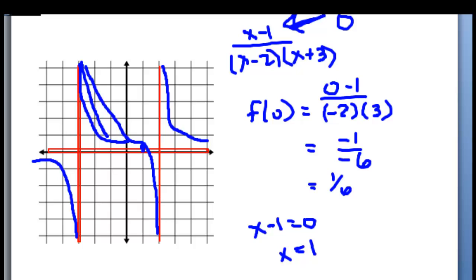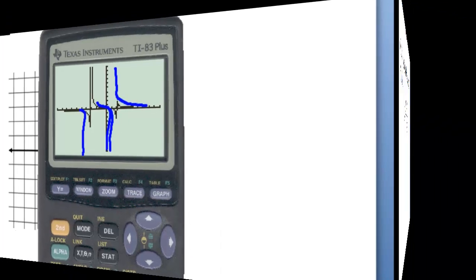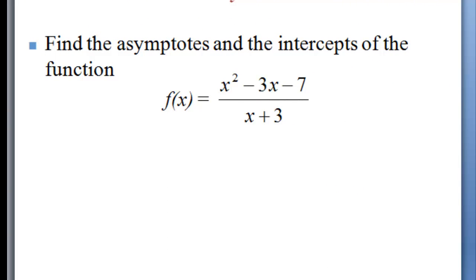So let me bring over the calculator so you can see what it really looks like. And even this is not a great representation because this should continue down here. This crosses over, and then we get a 3-part graph there. And let's look at our third example here.